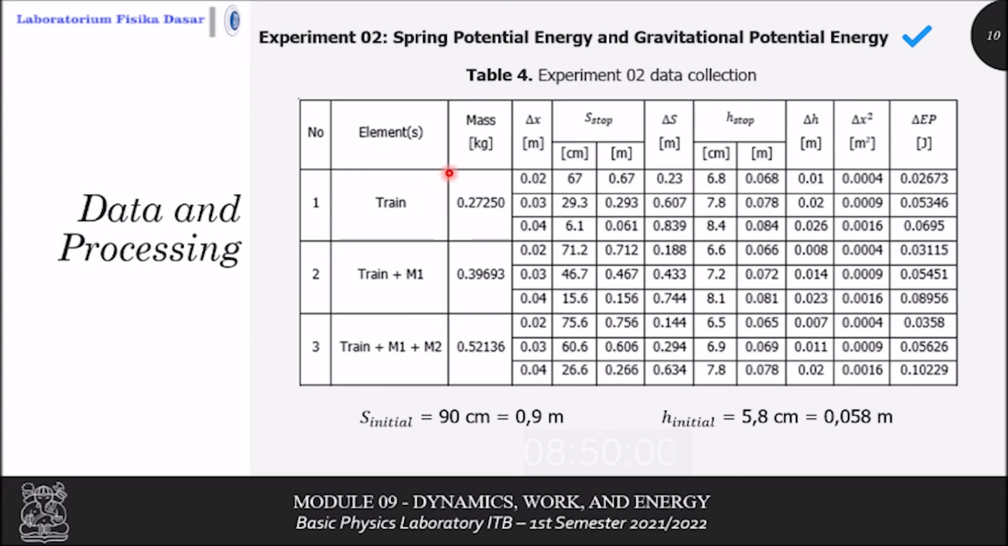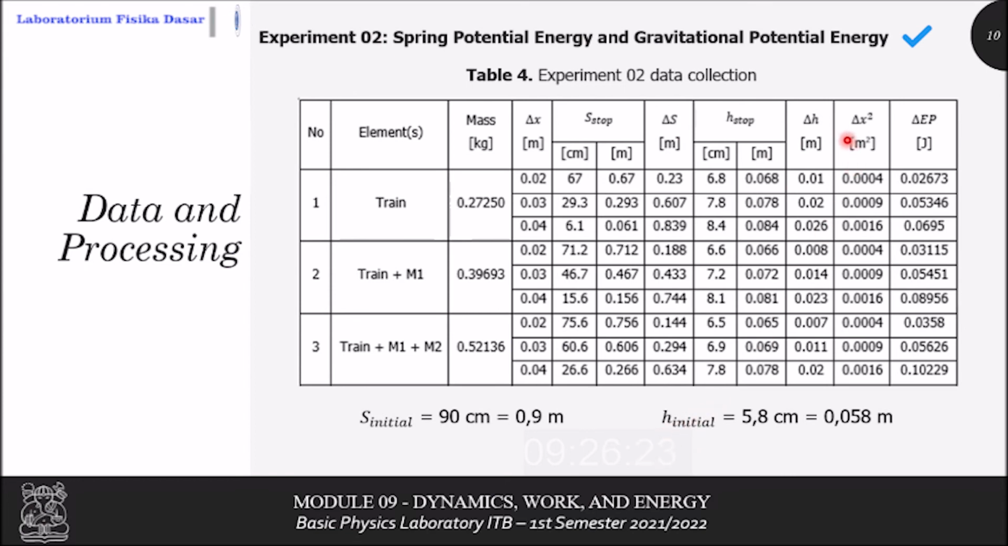As previously, we calculate the total mass of the system according to the elements used, and then for each delta x, we obtain S top, which is the highest position that the train could achieve before it starts to wend downwards off the rail. And then we calculate delta S, which is the absolute margin between S top and S initial. And then we also measure H top, which is the height of the S top point relative to the ground. And finally, we could also obtain delta H as the absolute margin between H top and H initial.